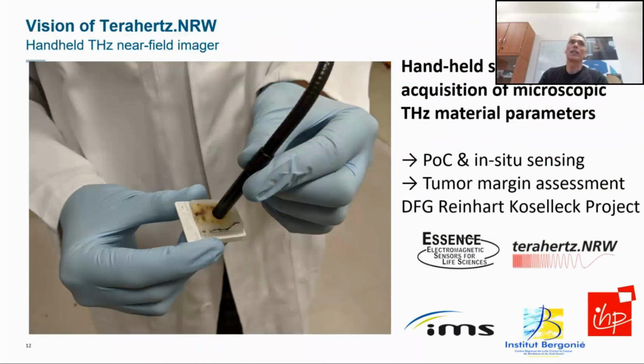And that is shown here in this figure. You see some of the visions that we have in mind here also in the Terahertz NRV project for a terahertz near field imager that is something like an endoscope that you can actually bring down to some tissue, and you can create a near field image and you can resolve basically the material properties of those cells at a scale that is about the size of a cell itself.